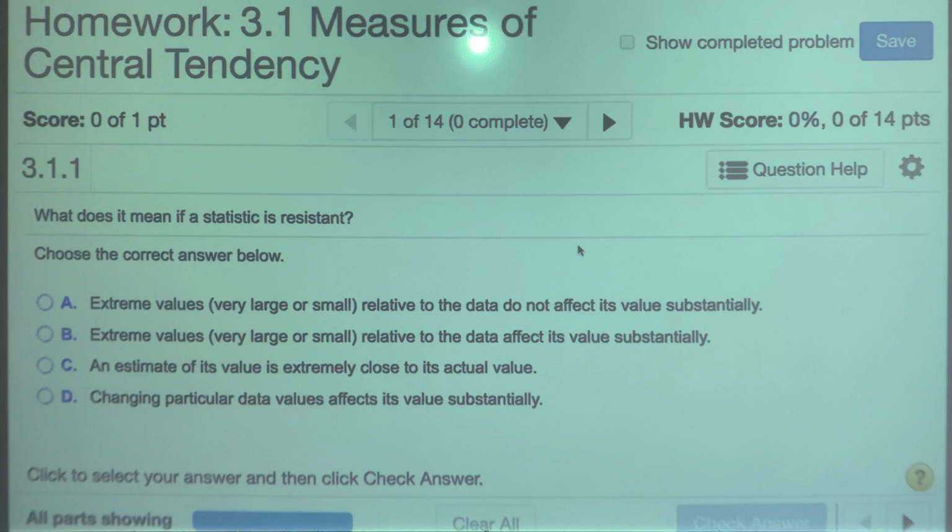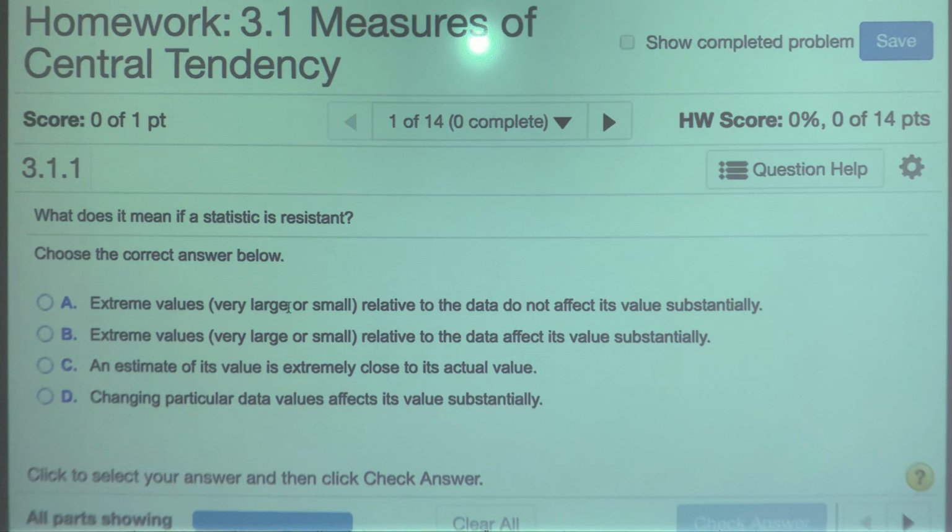Let's take a look. Number one, what does it mean if a statistic is resistant? This is just a straight up definition. If you look at your notes, it means that the statistic is not sensitive to extreme values. Let's look for something like that, and we'll talk more about that as we go along.